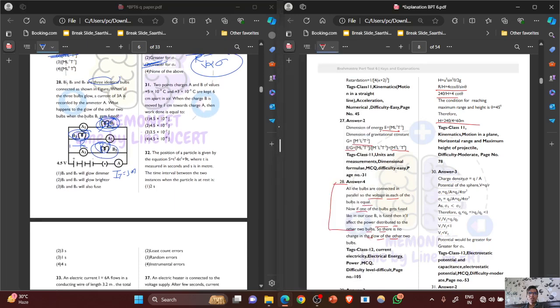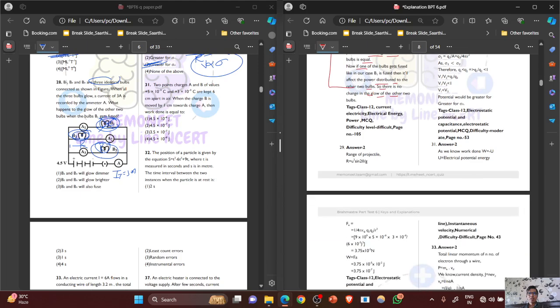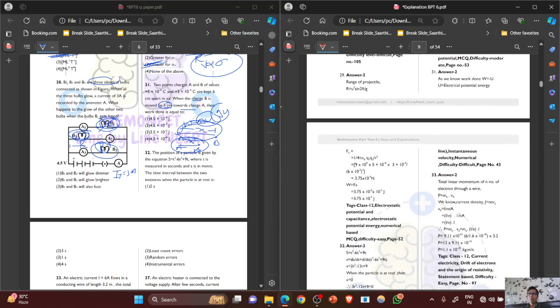Moving ahead. Two point charges A and B are kept at a distance, and charge B is moved 1 centimeter towards A. Work done you can calculate from the change in potential energy. In the initial configuration they are at distance x; in the final configuration they are at distance x dash. Calculate the potential energy in both cases and take the difference, final minus initial, and you get the work done. The same is done here; they have done it in a different way, but you can do it using potential energy.